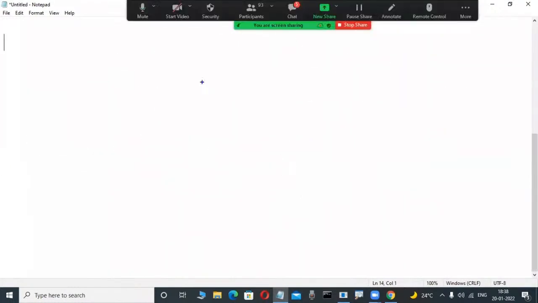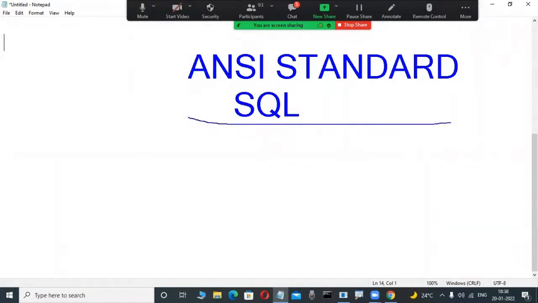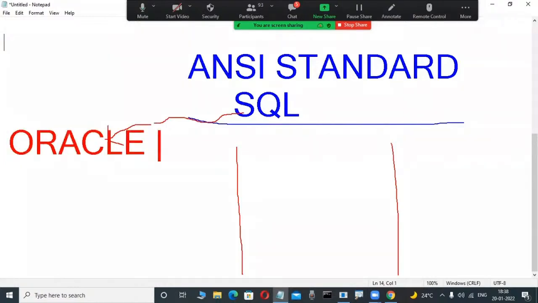Same like here also. SQL is an ANSI standard language. ANSI, the American National Standards Institute, defines some standards for the SQL language. This ANSI standard language is used to operate all relational databases. But unfortunately, from this ANSI standard SQL, Oracle Corporation created their own SQL that is called Oracle SQL. That is important.